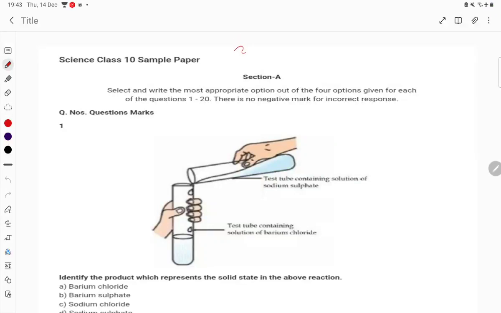Hey student, we are studying the Science question paper 2023-24, CBSE sample question paper. In this video, we are going to solve Section A.